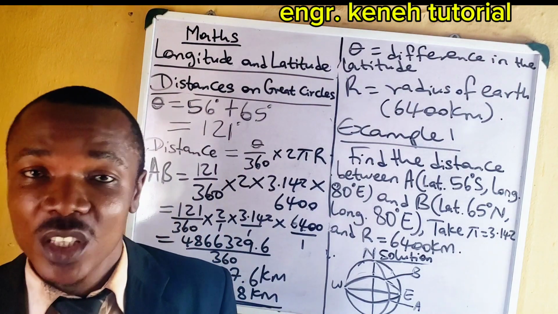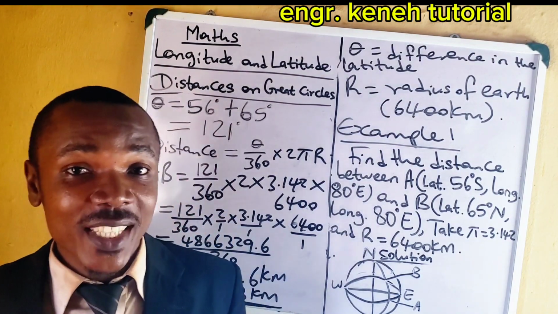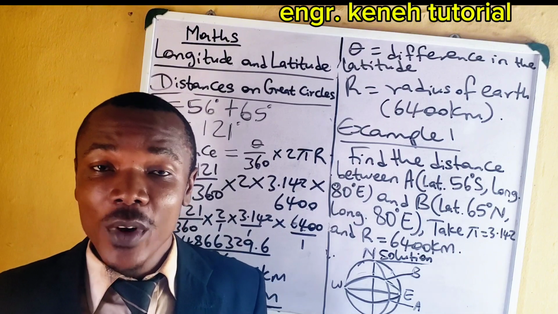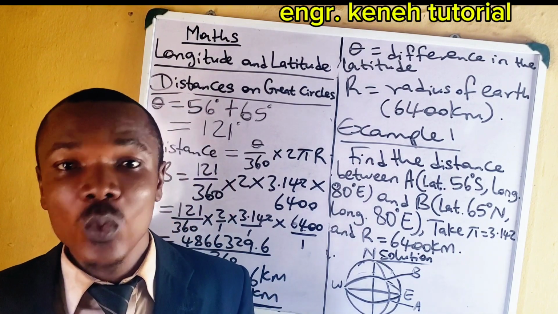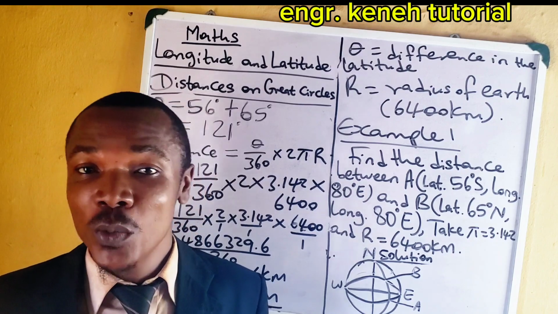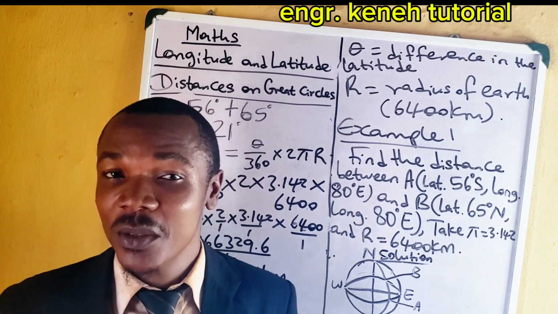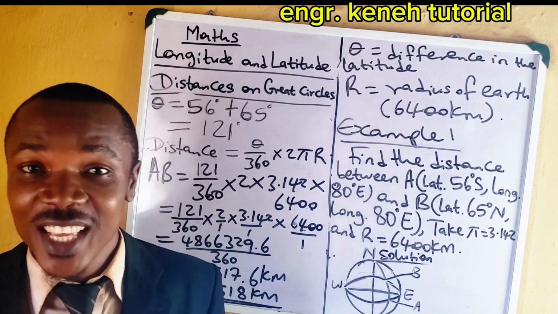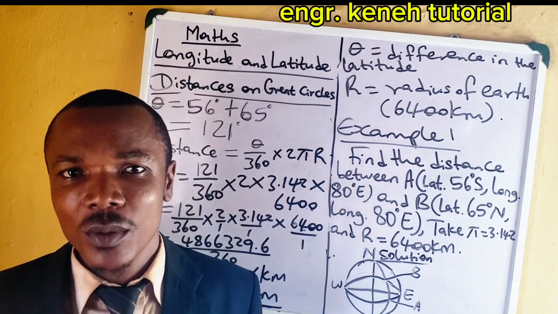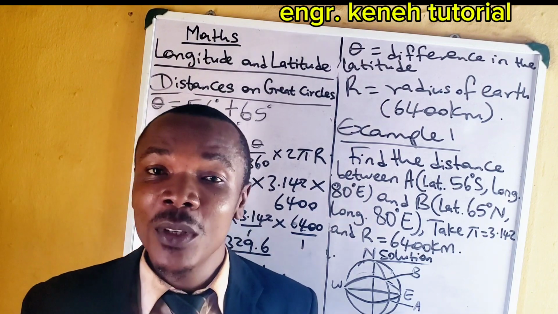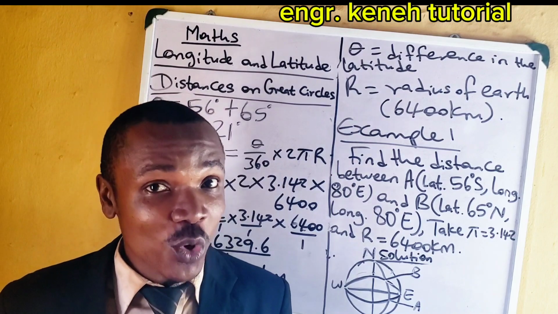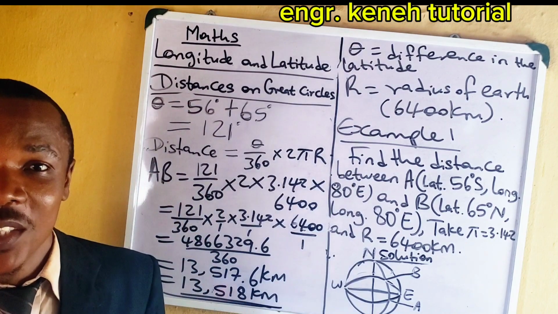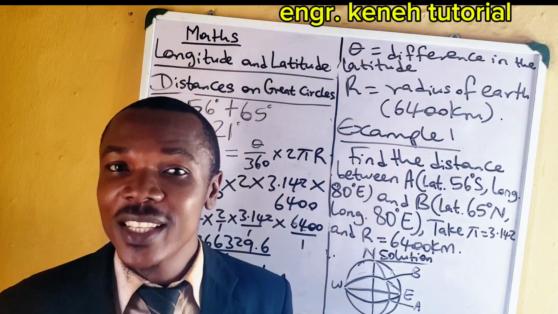It is not difficult. So just follow this formula. The formula says that theta over 360 times 2 pi capital R will give you the distance between 2 points on the great circle. You know that the value of theta is the difference in latitude, and the value of capital R is the radius of the earth, which is constant, which is 6,400 kilometers. When you substitute, you will get the distance.